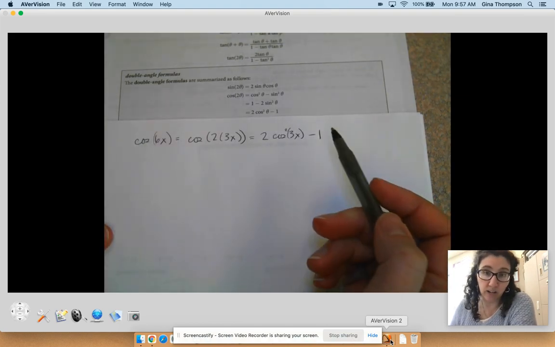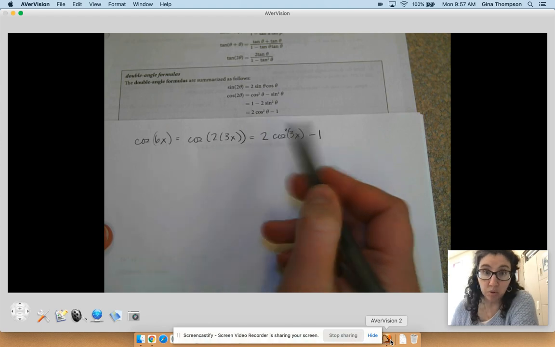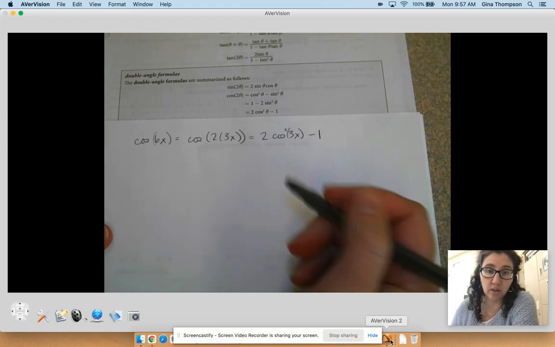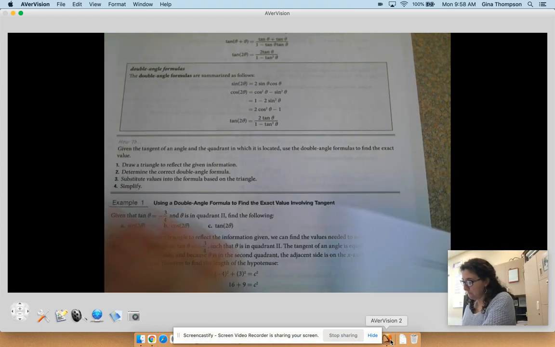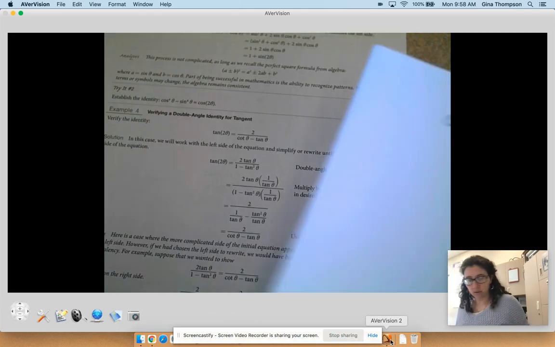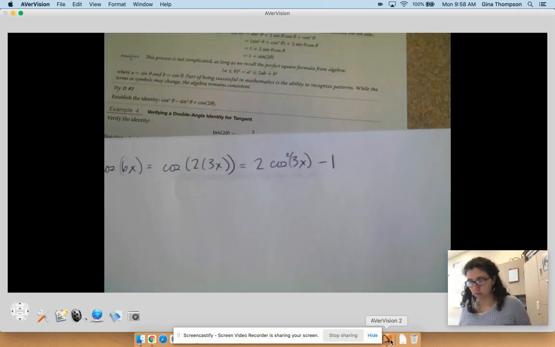If we know what cosine of 3x was, we could plug that in, but we don't, right? This is just what the question asked us to do. Okay. All right, what about example 3?